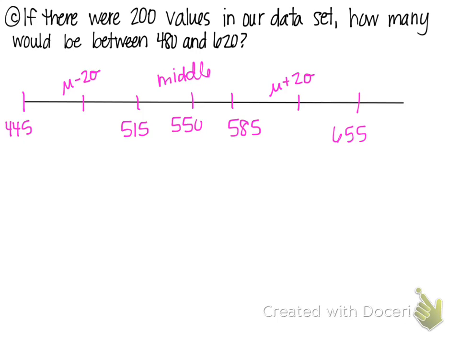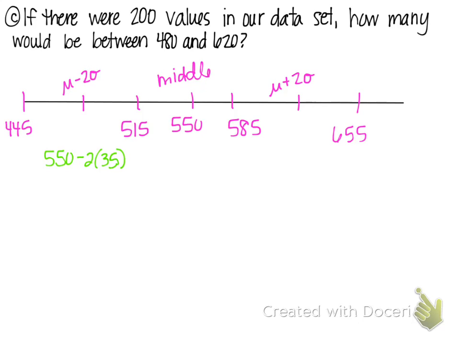So we want to know from 480 to 620. Well, first of all, we've got to figure out where 480 and 620 are coming from. Highly likely that we're talking about these two pieces of data right here, but we want to double check. So we're going to have 550 minus 2 times 35 for this one. And you get 480, which is what you're looking for.